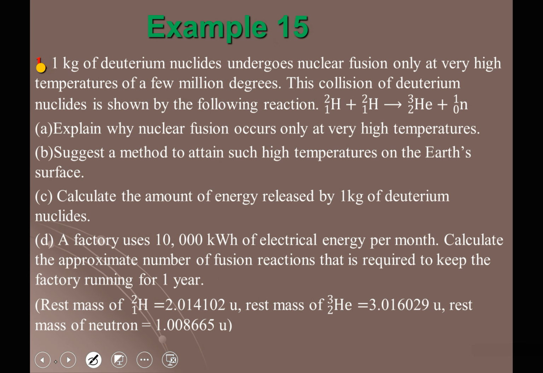Example 15. One kilogram of deuterium undergoes nuclear fusion only at very high temperatures of a few millions of degrees. This collision of deuterium nuclides is shown by the following reaction: deuterium to give us helium-3 plus 1 neutron. Explain why nuclear fusion occurs only at high temperatures.